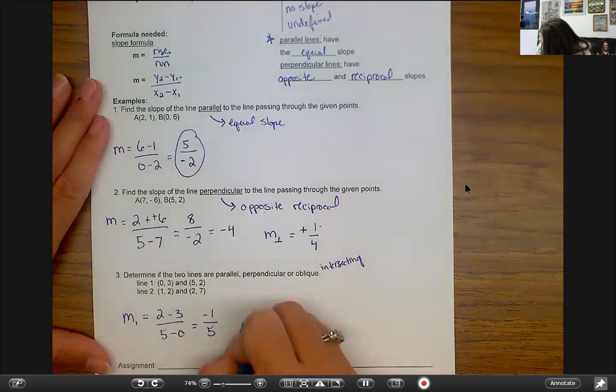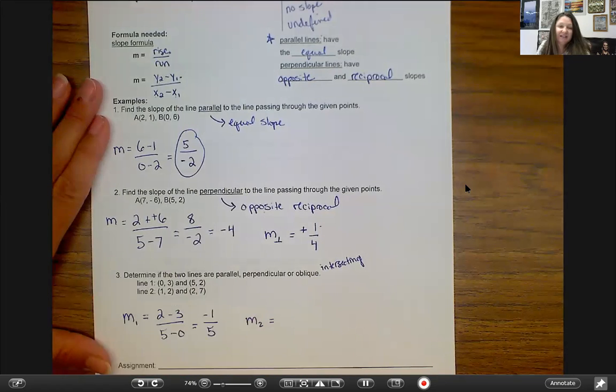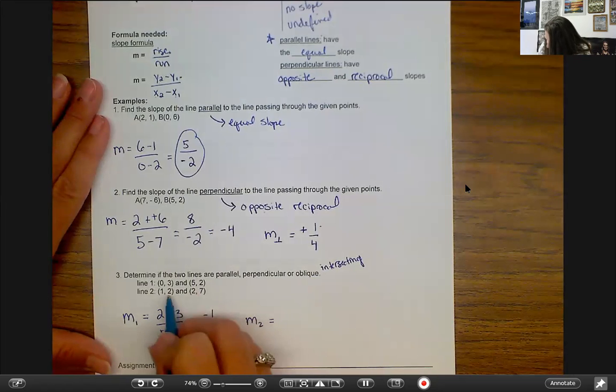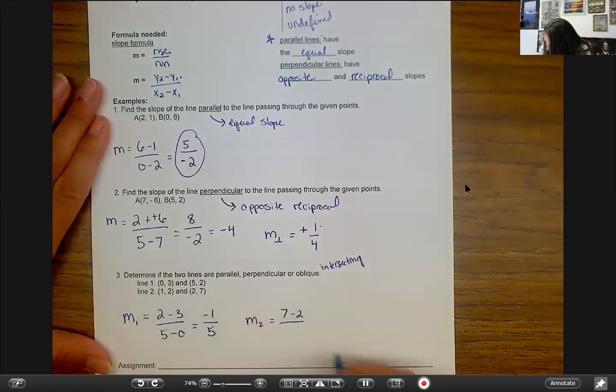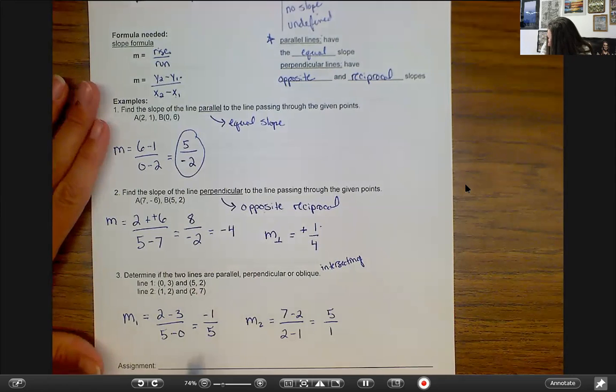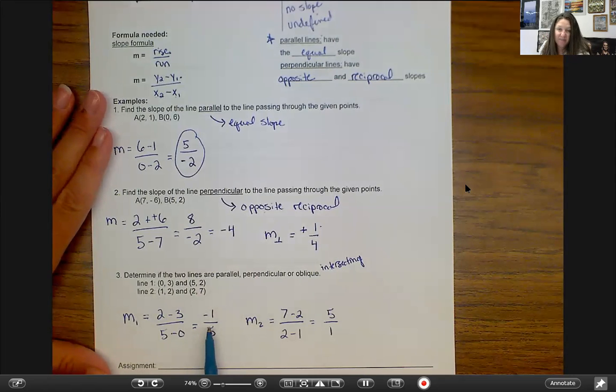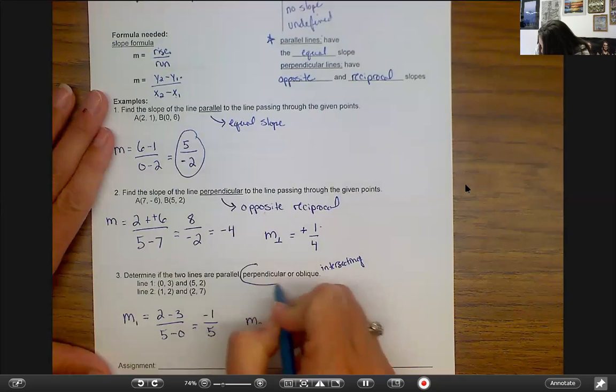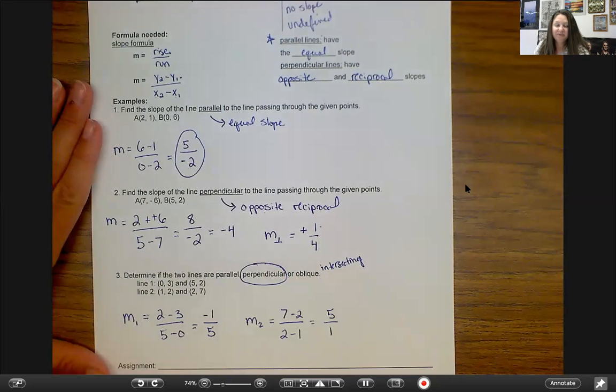If I look at finding the slope of this second line that was given, subtract my y coordinates, so 7 minus 2, over my x coordinates, 2 minus 1. This would give me a value of 5 over 1. So if I were to compare these, they do have opposite signs. One is negative, one is positive. And then they are reciprocals of each other, 1/5 and 5 over 1. So they are opposite reciprocals. We would consider these to be perpendicular.